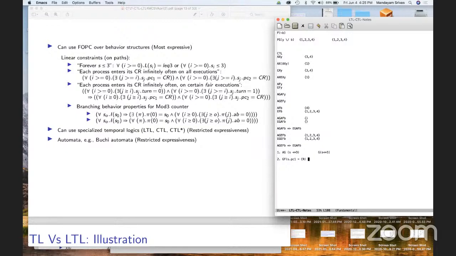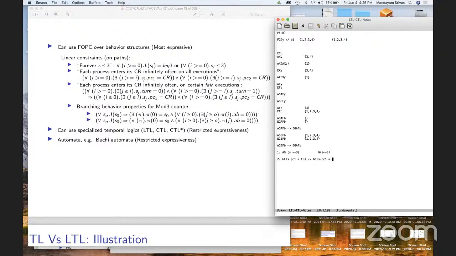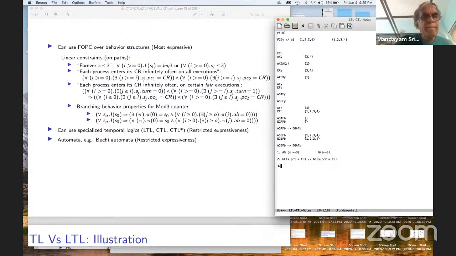And yeah, and the same thing, correct? Yeah. PC2 is equal to 0. Yeah, correct. Okay, so we come to the next one.